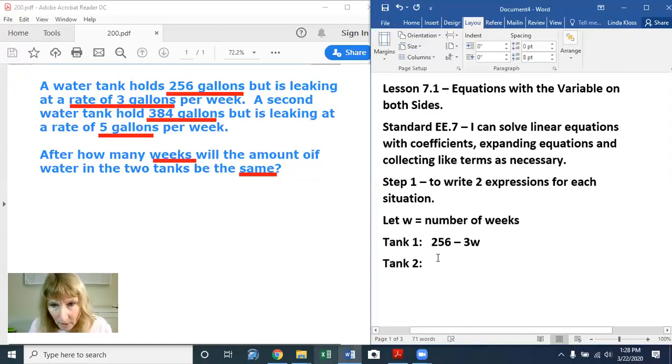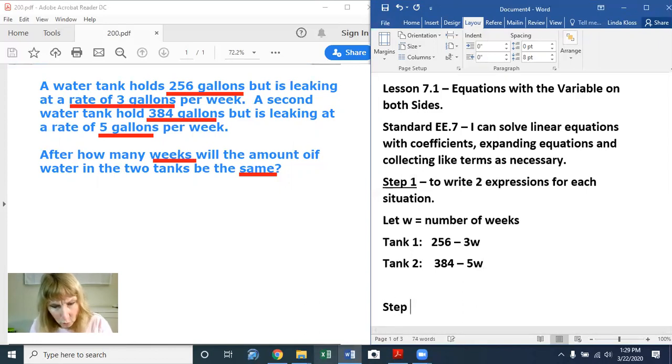So now my next step is to come up with an expression for tank number 2. How many gallons does tank number 2 start with? Yep, 384. And it leaks at a rate of minus 5 gallons every W, or week. Okay, so that's our step 1. Underline that. Getting our expressions all set up.